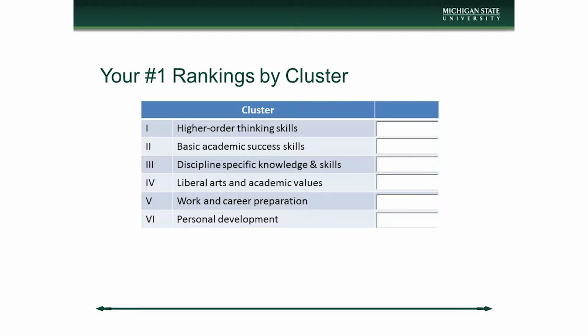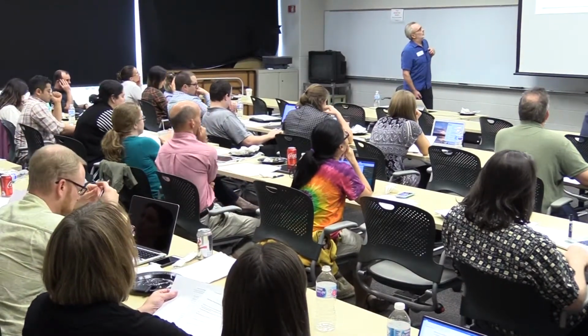Okay, so based on your rankings, that top part of the scoring sheet, we have six different clusters that you were calculating ranks for, and your rankings were based on how many items within that cluster were rated as essential. So how many had in their top one or two rankings higher order thinking skills? Okay, so pretty much everybody. Okay, how many in their top one or two had basic academic success skills? One, okay, two, that's fine.